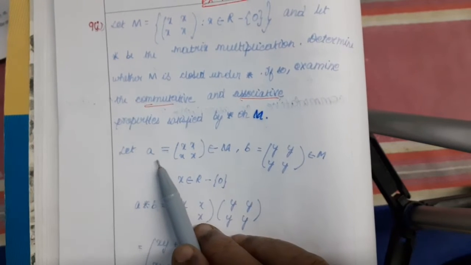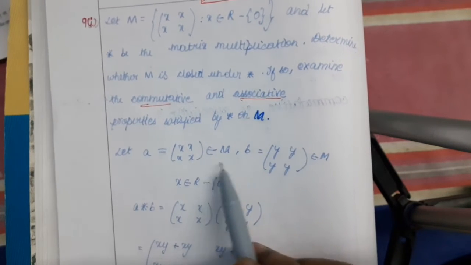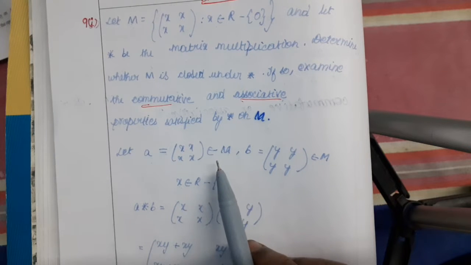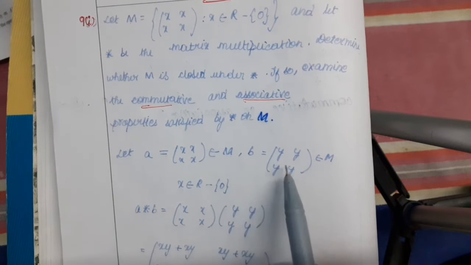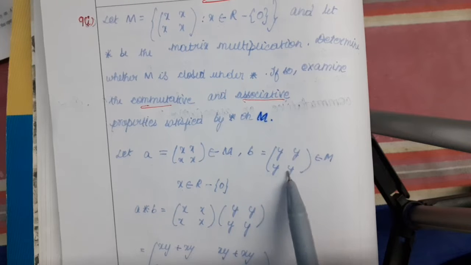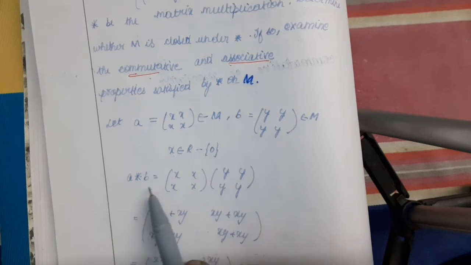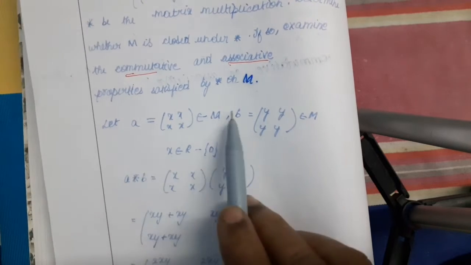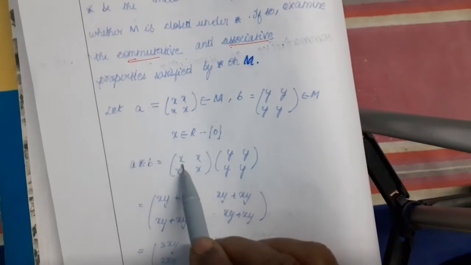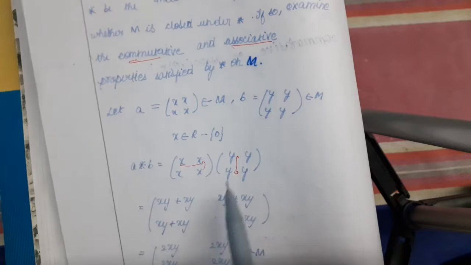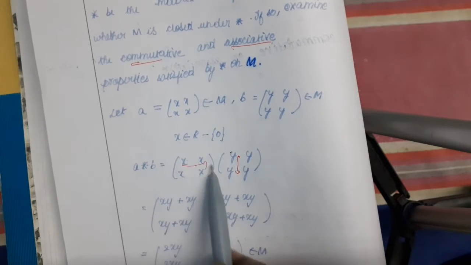Let A equal to the 2 by 2 matrix with x, which belongs to M. M is nothing but the set closed under star. Similarly, B equal to the 2 by 2 matrix with y, which also belongs to M, where x belongs to R minus 0. So A star B, we multiply A and B. This is the 2 by 2 matrix. How to do matrix multiplication? X into Y, XY, X into Y, XY.